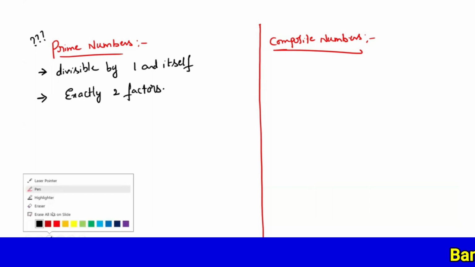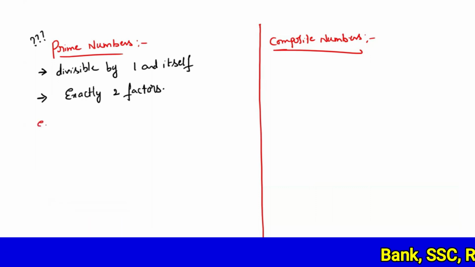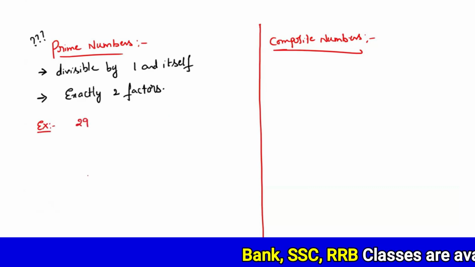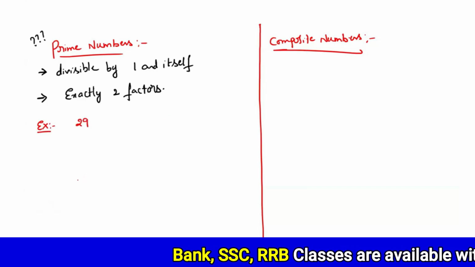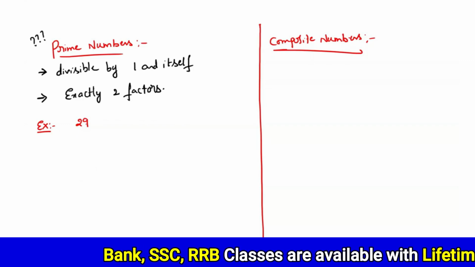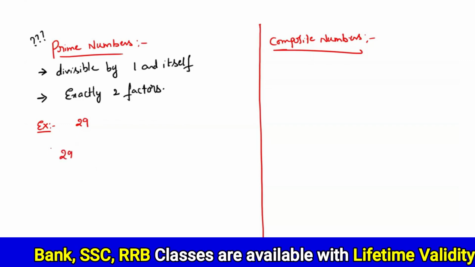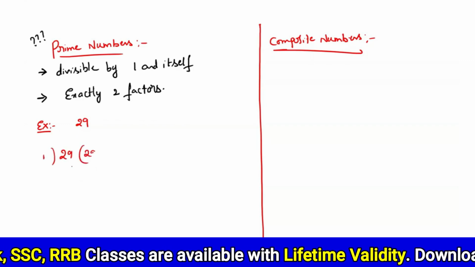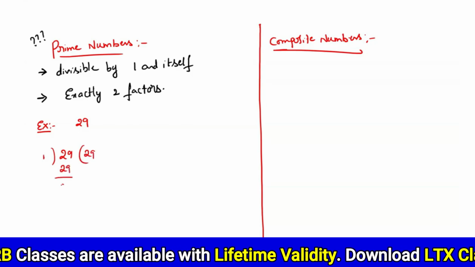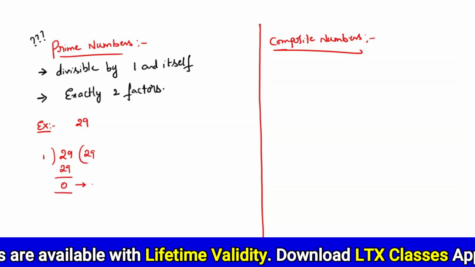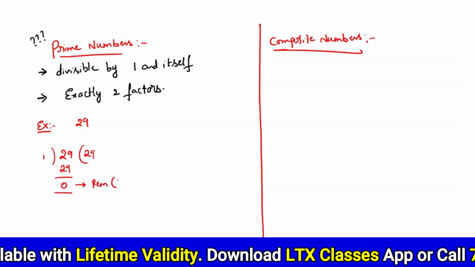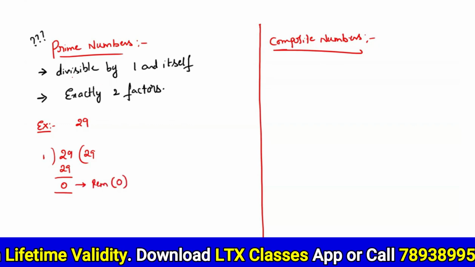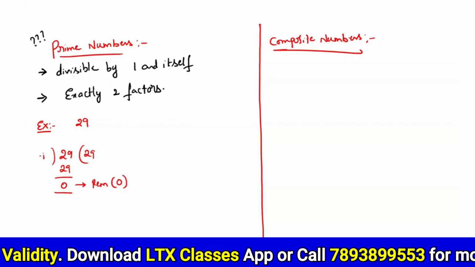Okay. And now let us understand this. The first example. Is 29 a prime number? Yes, sir. Yes, obviously yes. Because when 29 is divided by 1, we get 29 and the remainder is 0. So remember one thing, whenever you get the remainder as 0, then only we say that it is exactly divisible by 1. This is very important.